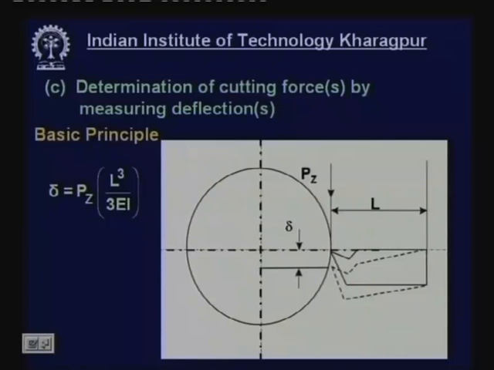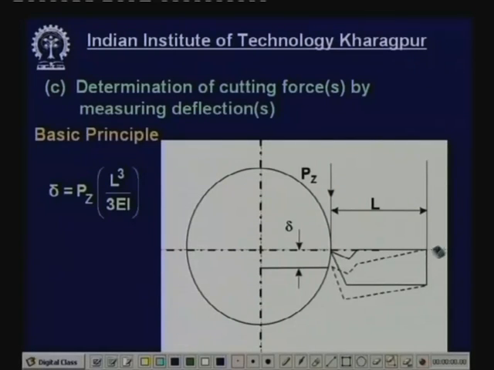Now first let us come to those methods which are based on measurement of deflection. Determination of cutting forces by measuring elastic deflection: the basic principle. Look at this diagram. This diagram shows the job, the cross section of a rod undergoing machining by a turning tool. This shows the turning tool or the tool holder, which is like a cantilever beam subjected to a force Pz. Due to that, this elastic beam will undergo deflection by this amount, say delta. Now this deflection delta is visible, it can be measured, unlike the force Pz.